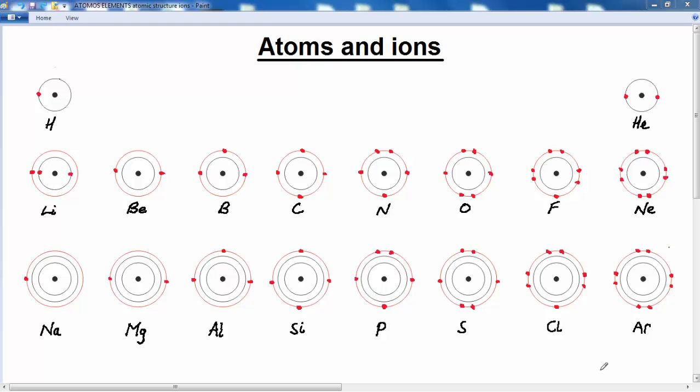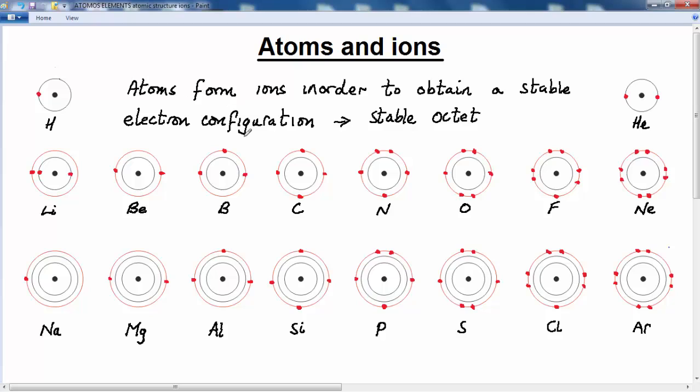What we can say is that these atoms want to obtain a stable electron configuration. That's to say, they want to have their outer shells filled with the completed number of electrons. Remembering in the first period, the first shell has a capacity of 2 electrons, the next period 8 electrons, and the third period, third shell, 8 electrons. So let's make a note of that: atoms form ions in order to obtain stable electron configurations, to obtain a stable octet.